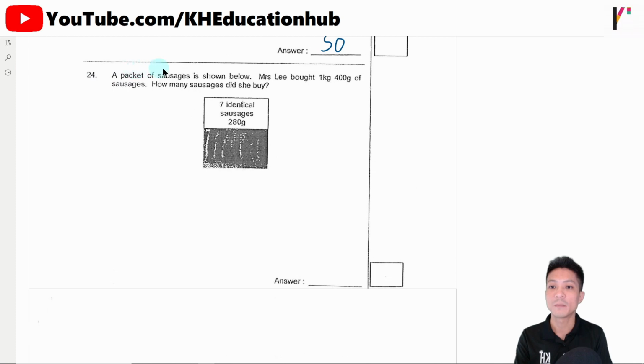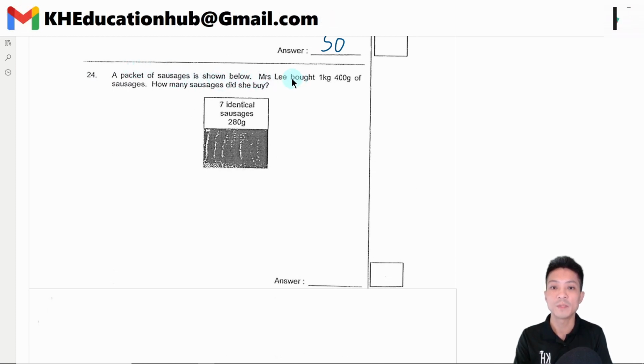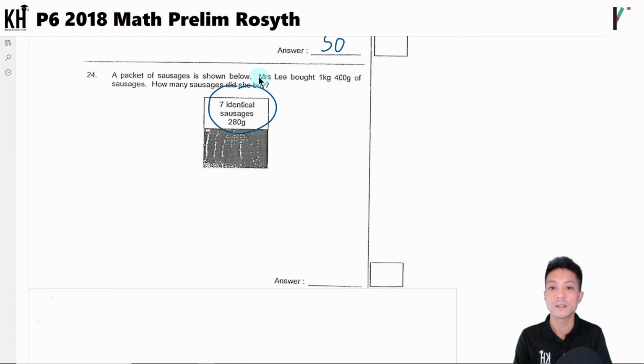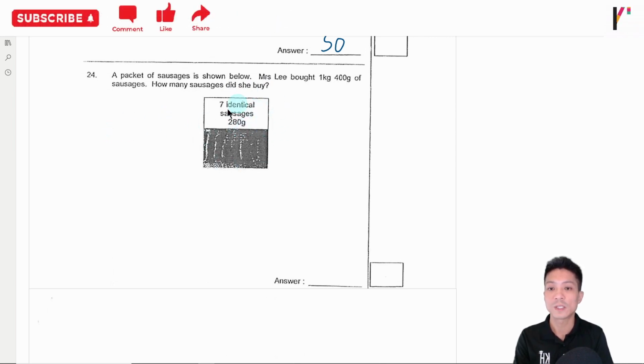Question 24. A packet of sausages is shown below. Mrs. Lee bought 1 kg and 400 grams of sausages. So how many sausages did she buy? Okay, 7 identical sausages. They are 280 grams. Okay, so let's treat this as 1 packet, right?